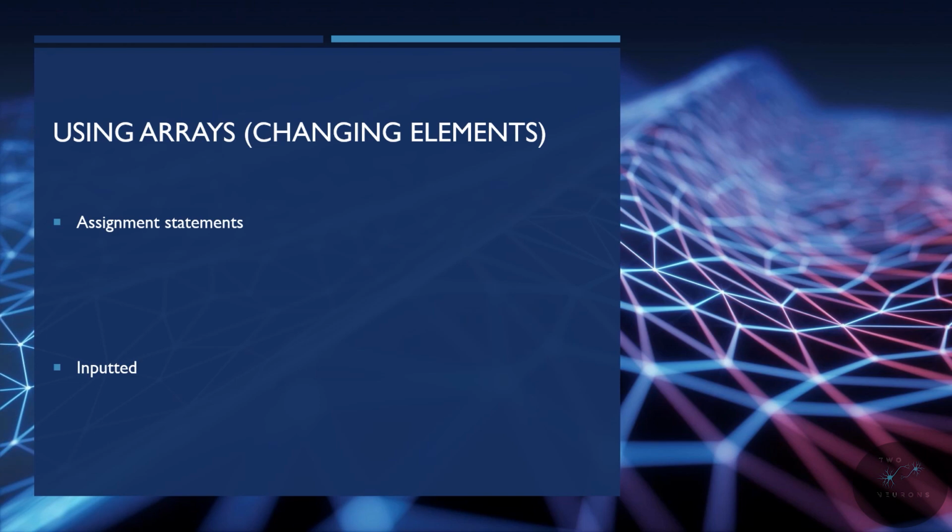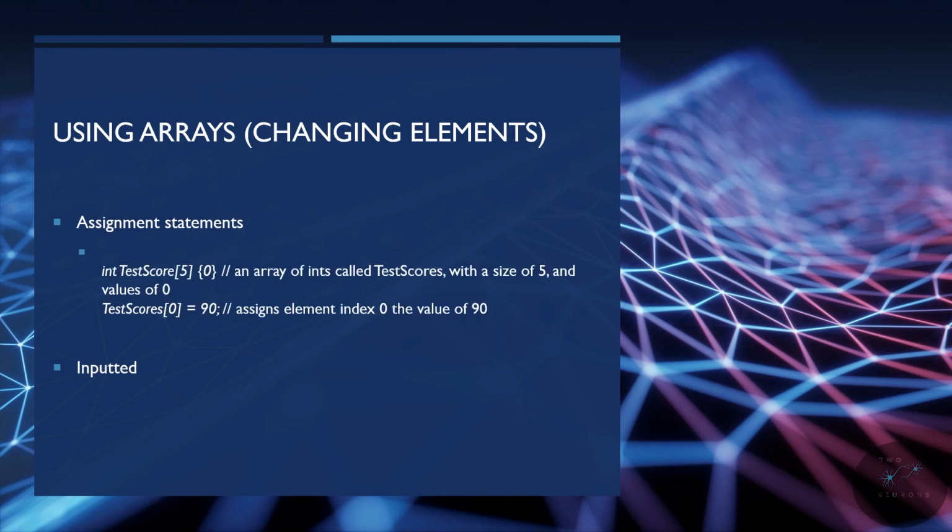With the assignment method, it's very similar to what we've done previously in that we'll say what we're looking for. So let's say we have an array of test scores and we have 5 indices in there, and we're going to initialize all the elements to 0 at the start. If we want to change the first element, then we do test scores, so the array name, the index we want to change, so that first element is 0, and we're going to assign it the value of 90.